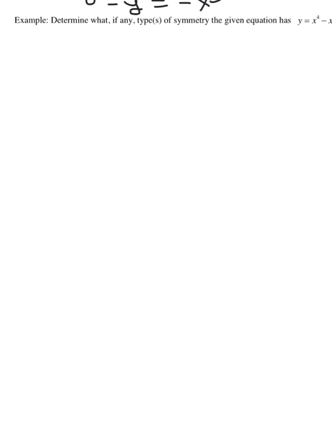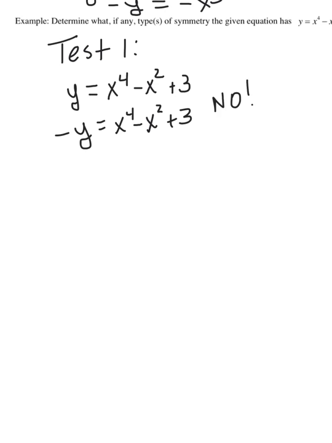All right, so in the next example, we're going to test for symmetry in each one of these cases. So first of all, we're going to do test 1, which is with respect to the x-axis. So remember, if it is symmetric with respect to the x-axis, I should be able to replace y with negative y and still come out with the same answer. If not, then it's not symmetric to the x-axis.